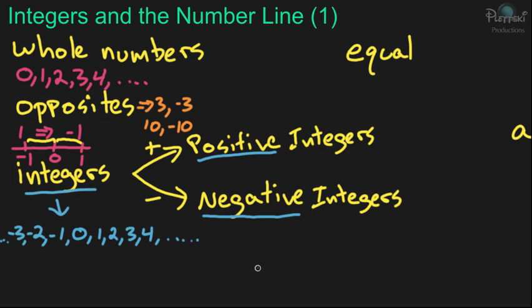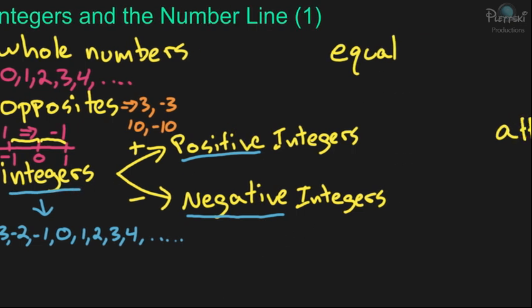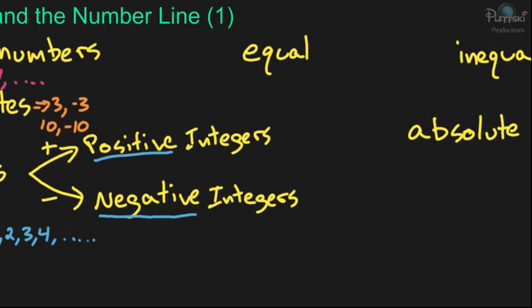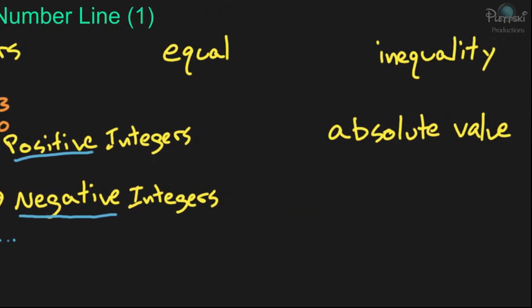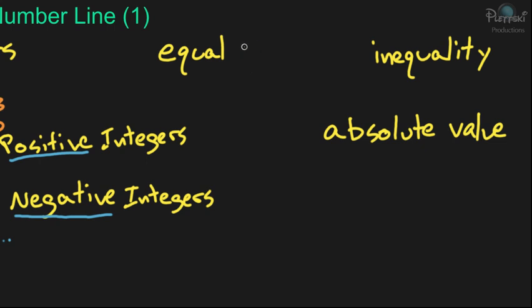Okay, now let's look at what it means for something to be equal. Well, if something's equal, it's the same. So 3 would be equal to 3. 4 would be equal to 4. And you could write it differently. You could write 2 plus 5 would be equal to 7. But all of these things are equal.